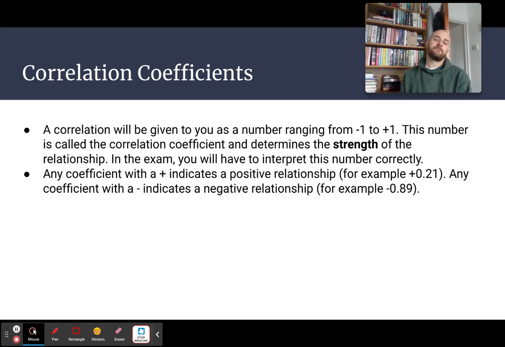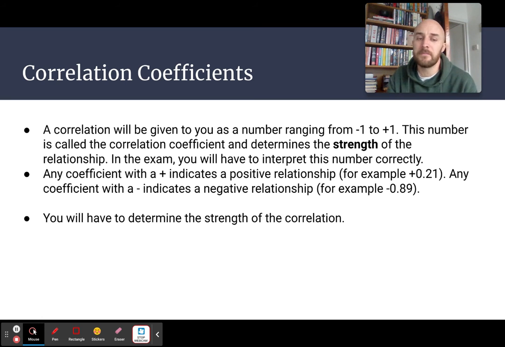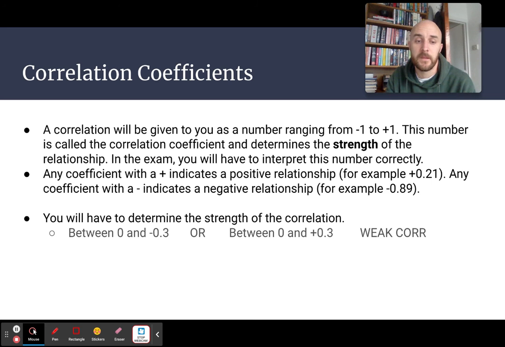How do you do this? So, for example, any coefficient that begins with a plus is denoting a positive correlation. Now, it doesn't mean it's a strong correlation, doesn't mean it's a weak one, it just means it's positive, right? Any correlation coefficient with a minus in front of it obviously denotes a negative correlation. Now, you have to determine the strength of the correlation.